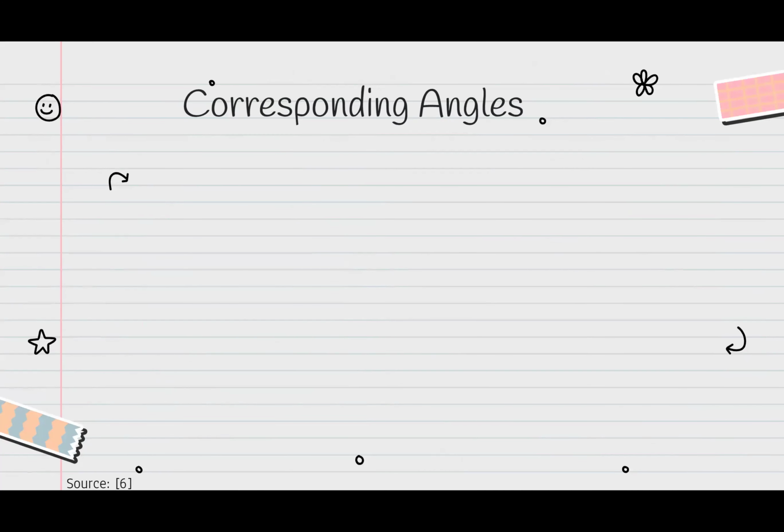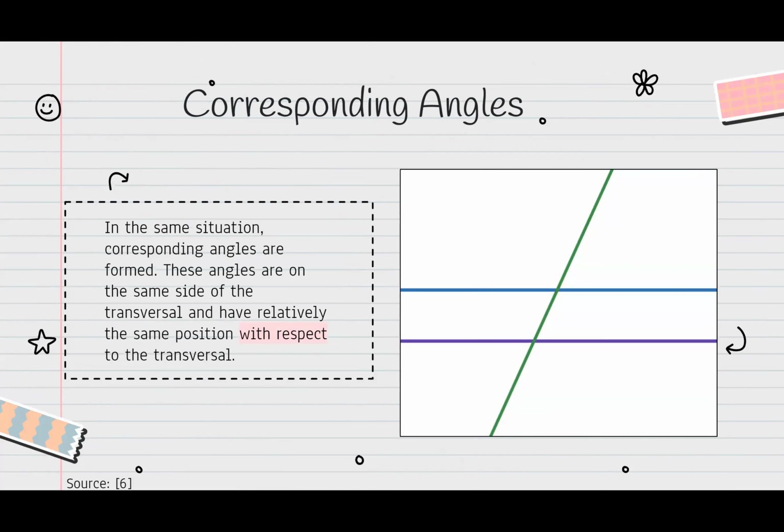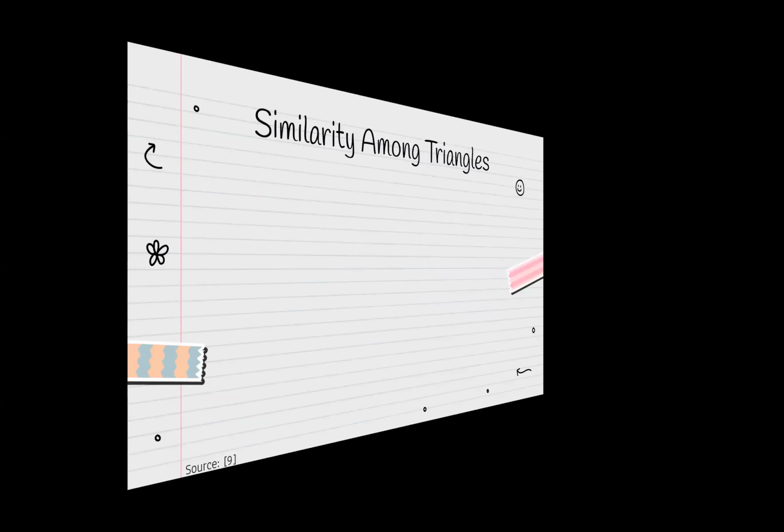Alrighty, so now we have corresponding angles. In the same situation where we have parallel lines, corresponding angles are formed on the same side of the transversal, and they have relatively the same position with respect to the transversal. So for example, angle 1 and angle 5 are equal to each other because they are both to the left of the transversal, and they're on top of the parallel lines. And then similarly, we have angles 2 and 6 equal to each other, angle 3 and angle 7 are equal to each other, and angle 4 and angle 8 are equal to each other.